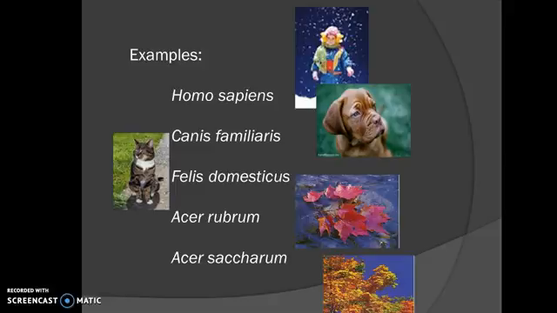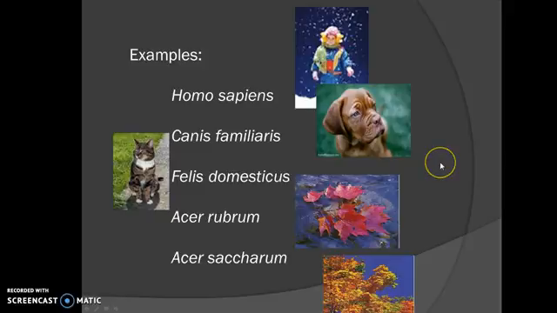So Homo sapiens, humans, that's us. Canis familiaris, Felis domesticus, Acer rubrum, Acer saccharum. I'm certain I'm brutally massacring the pronunciations of these Latin words, but they are beautiful. And this is the genus, and this is the species. Genus is always capitalized. Species never is.